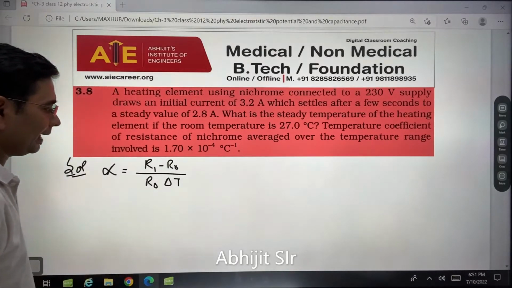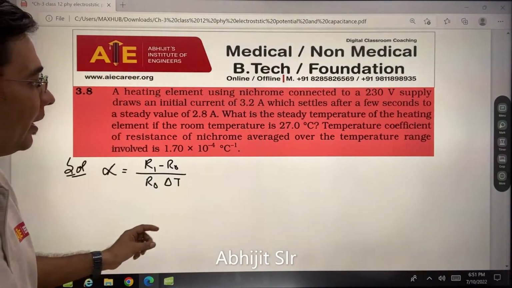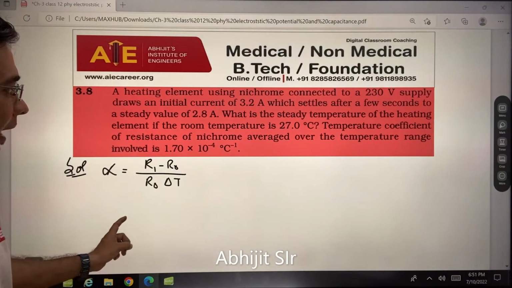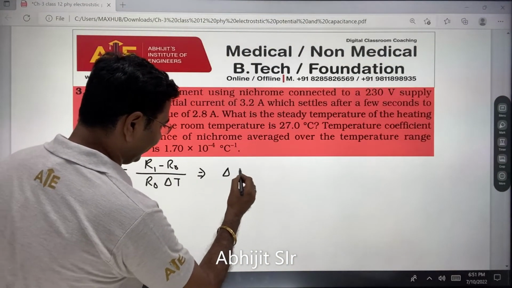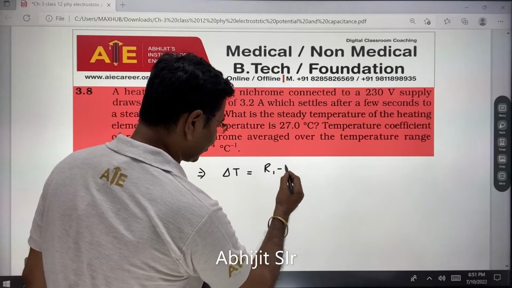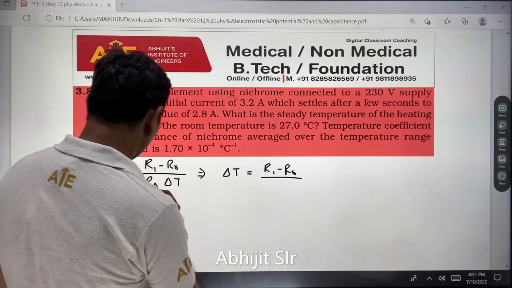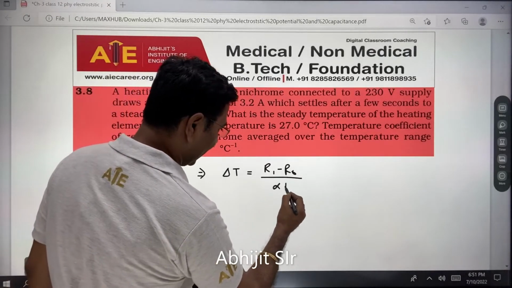So here and how this comes, I showed you above just now. Now here what happens is I need to find not the alpha but I need to find temperature. Okay, so therefore this can be expressed as del T. Now del T will come out to be R1 minus R naught divided by alpha R naught.